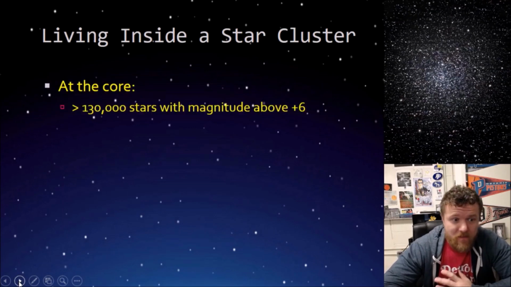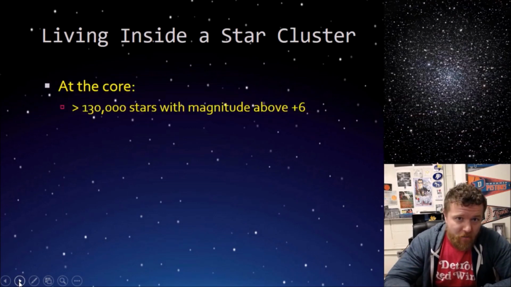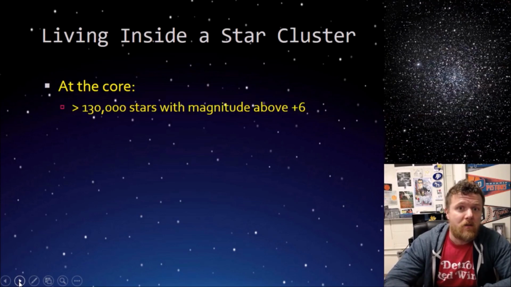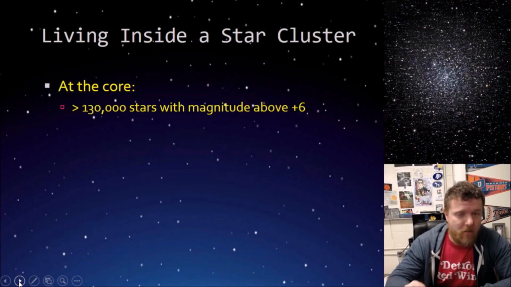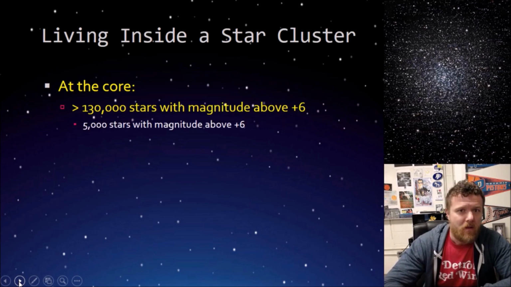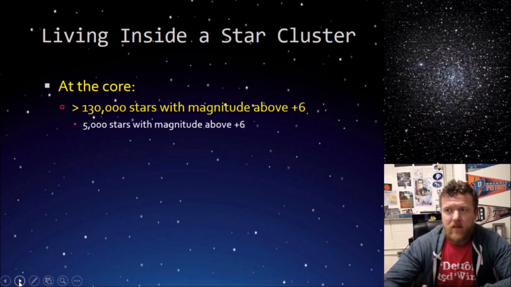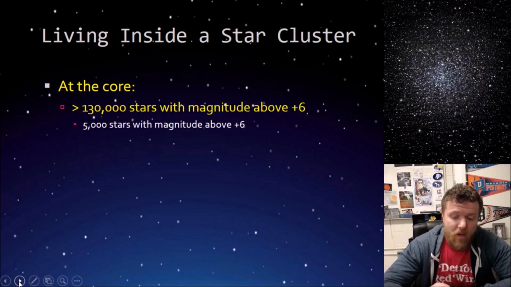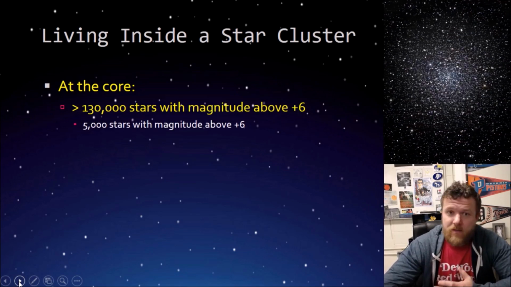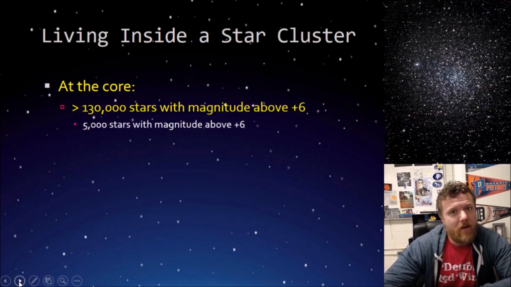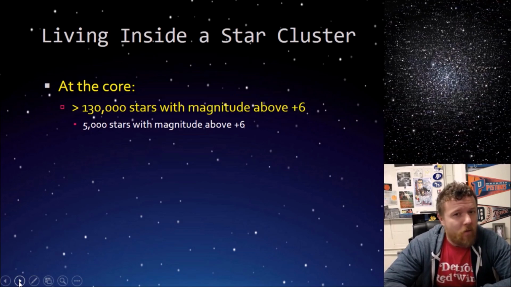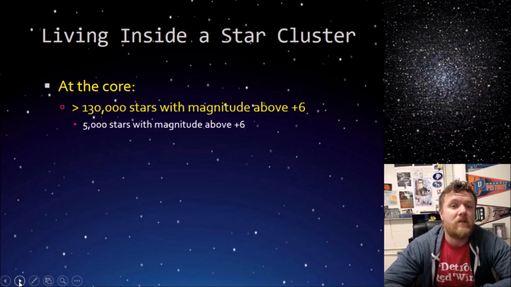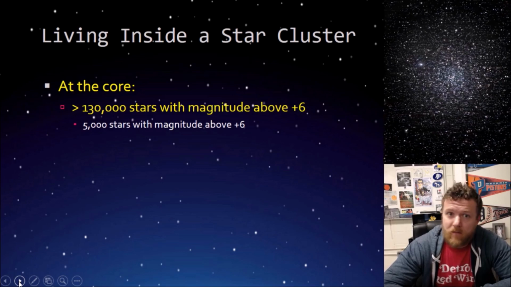Well, at the core of this star cluster, there's 130,000 stars with a magnitude of 6 or above. Remember, that's what you can see with your naked eye. Here on Earth, we can see maybe 5,000 stars if you have good eyesight. So if you look in the night sky, all of the stars that we see here on Earth, there's maybe 5,000 of them. You could see over 130,000 if you lived in the middle of a globular cluster.